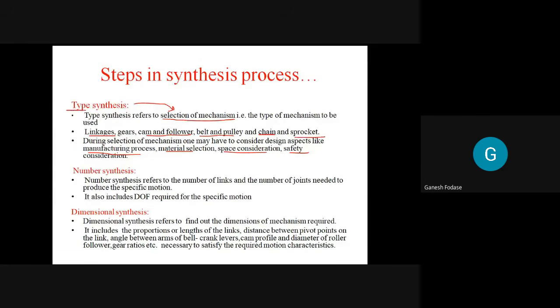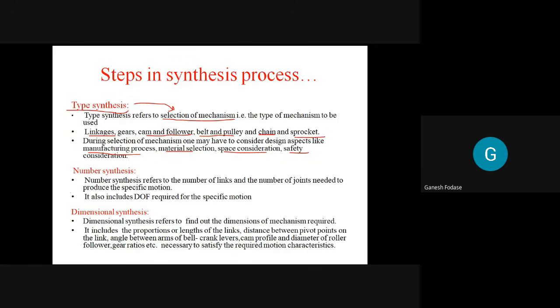So I think I explained what the first step in synthesis is. That is nothing but type synthesis. It refers to the selection of the type of mechanism we have to select. At the same time, we need to consider manufacturing process, material selection, space consideration, as well as the safety part. This is the first step in synthesis, that is type synthesis. A theory question can be asked on the topics that we are going to discuss in this lecture. So prepare this topic properly, listen carefully, and try to understand.